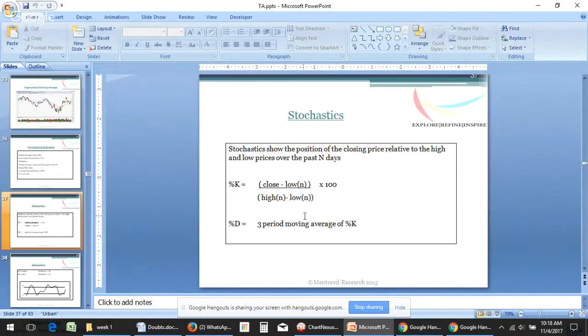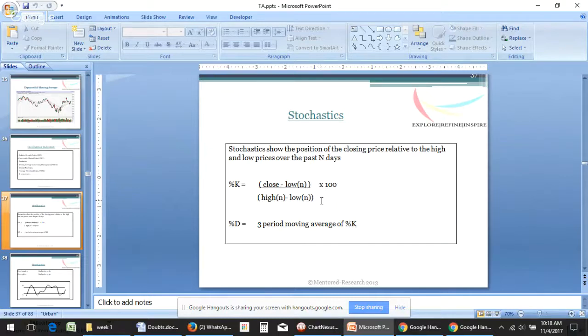If it's a very, very low number, usually below 20, it's considered to be oversold. And when it's oversold, there is a good chance of it reversing. That's the only implication. That's why we never ever use stochastics or RSI or MACD as primary factors. They are only secondary factors.